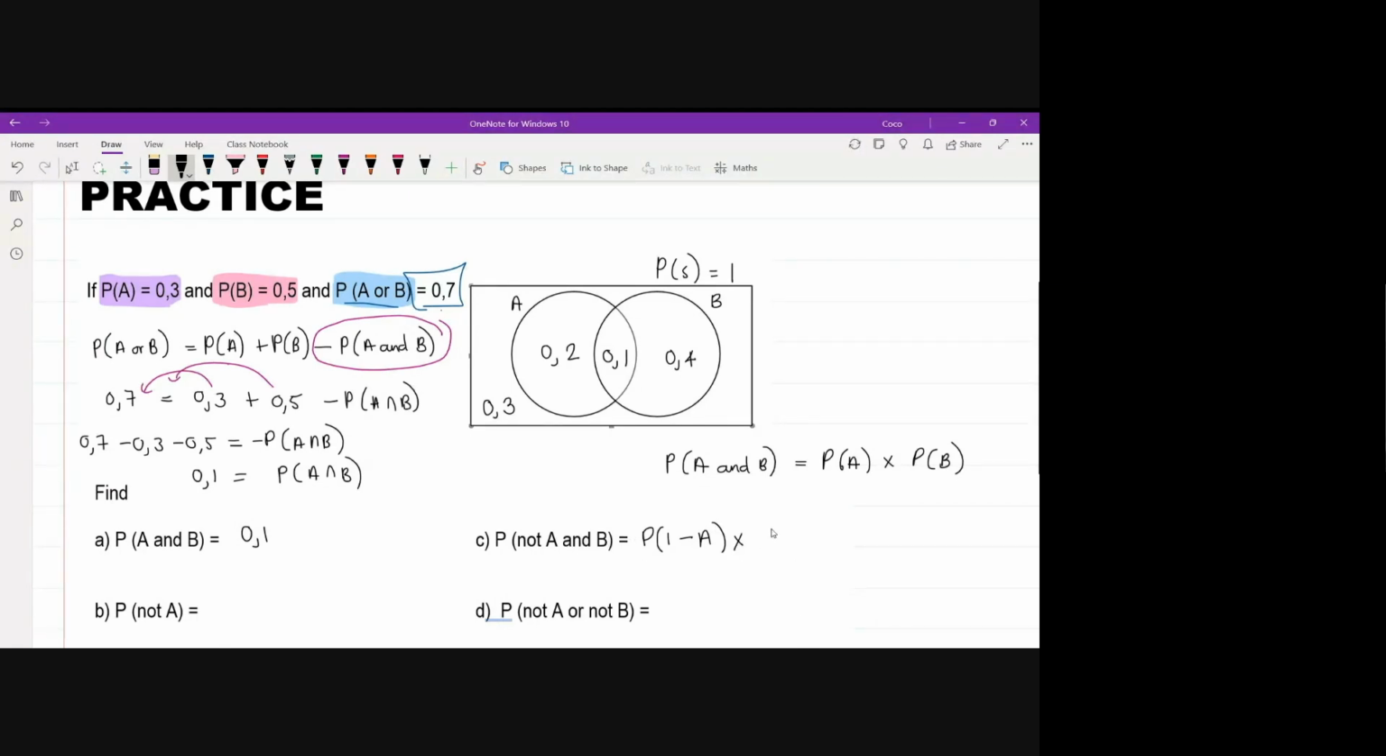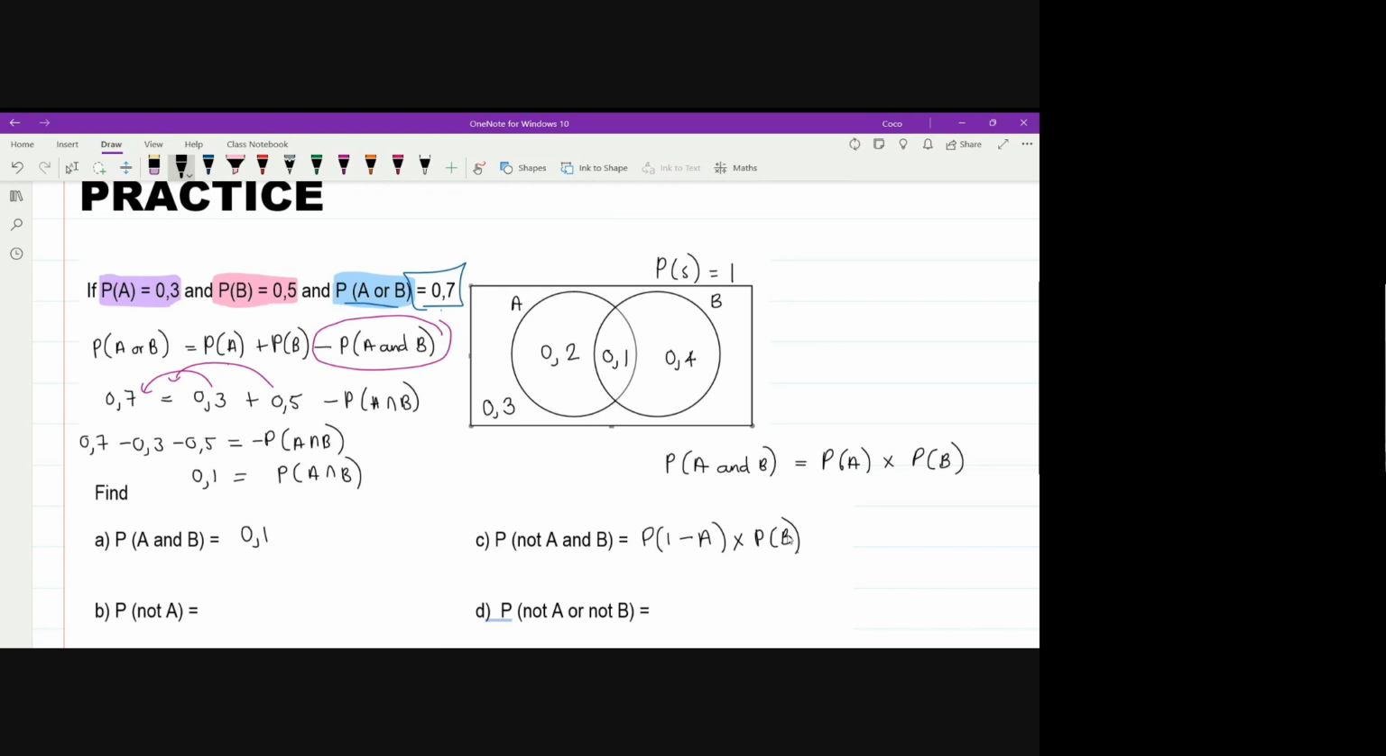Times the probability of B. Is everybody okay with this? Thumbs up. Are we okay with what ma'am has just done here? Yes. I told you those equations, those identities we were using are going to come in handy over here.